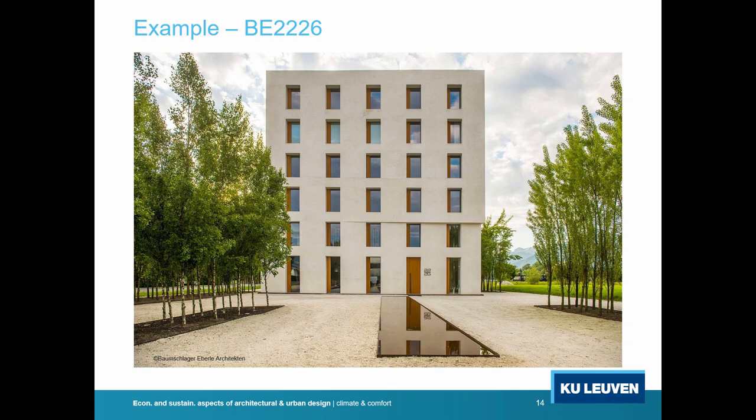I'm not sure if anybody knows the building. It's an office building of Baumschlager and Eberle in Austria. So it's a new build. And what they wanted to do, they wanted to create a building with no active heating nor active cooling. So it's a building that's completely passive. So there is no heating system inside, there is no cooling system inside. And so one really wanted to use these strategies that I've shown before, the learnings from that, to make such a building possible.